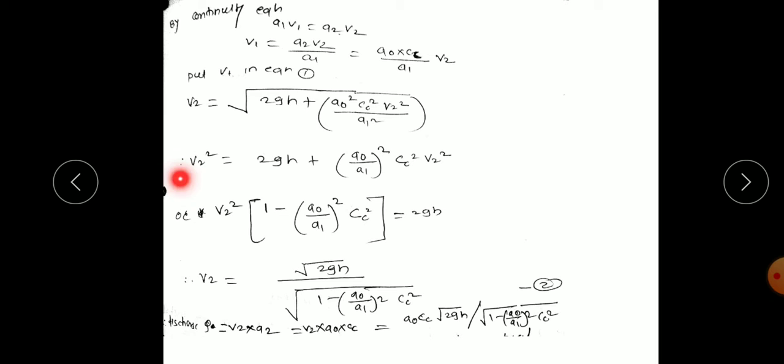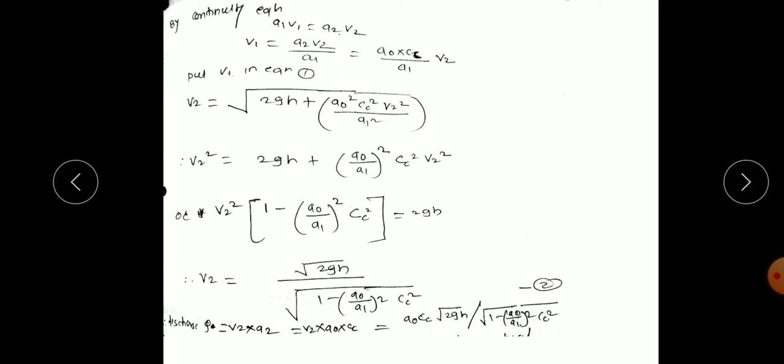Now squaring on both sides, V2 square equals 2gH plus AO upon A1 whole square, Cc square, V2 square. Taking V2 square common, we get 1 minus AO upon A1 whole square Cc square, equal to 2gH. Therefore, finally, V2 is the square root of 2gH divided by this bracket term. Now this is the velocity V2 at section 2.